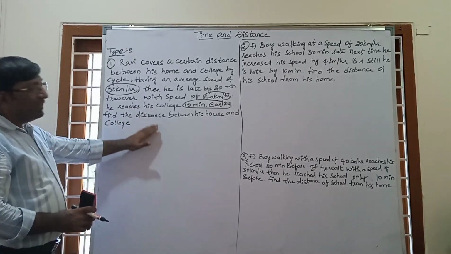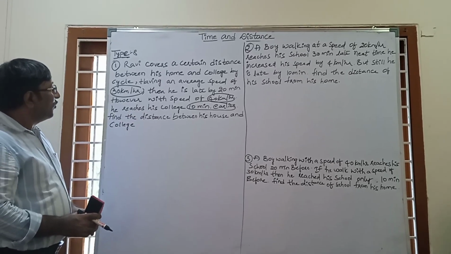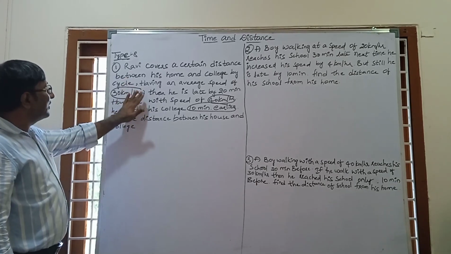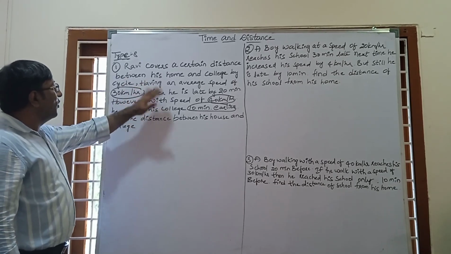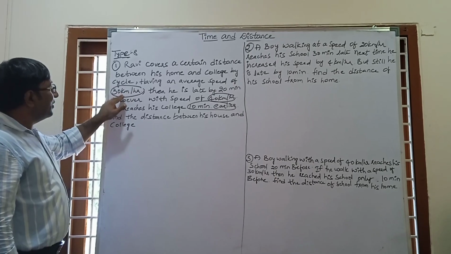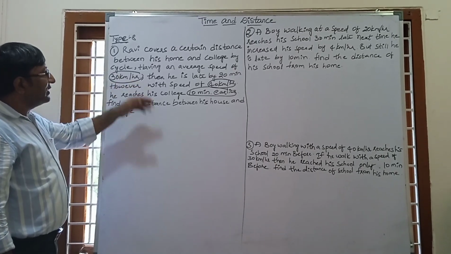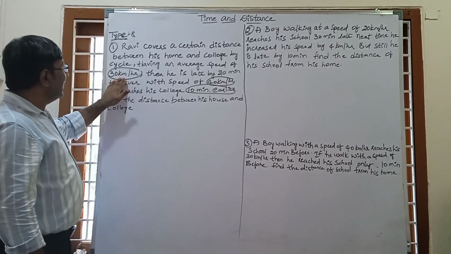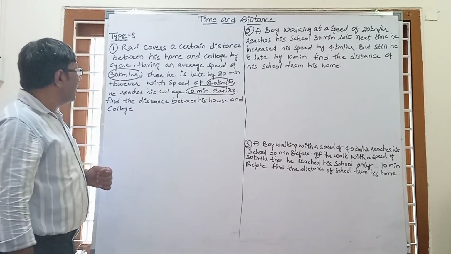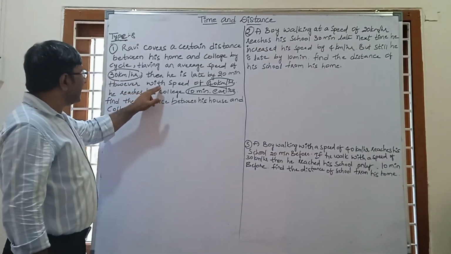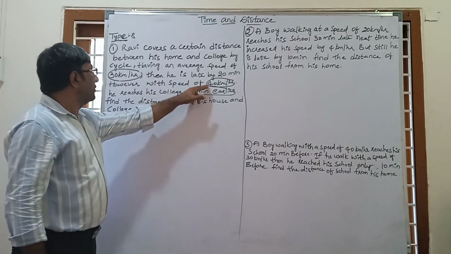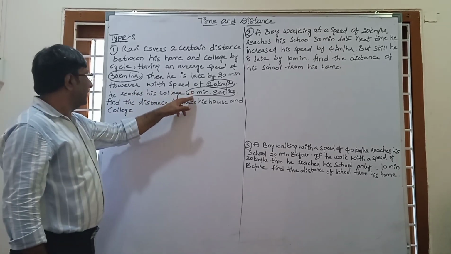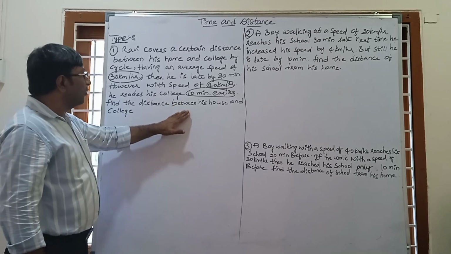So what is the trick to solve this type of question? What is unique in the question? Unique is that here the average speed changes. First, Ravi covers the distance between home and college by cycle with a speed of 30 km per hour. Then he reaches his school 20 minutes late. Again, when he increased his speed, now with a new speed of 40 km per hour, he reached his school 10 minutes earlier. Then find the distance between home and college.